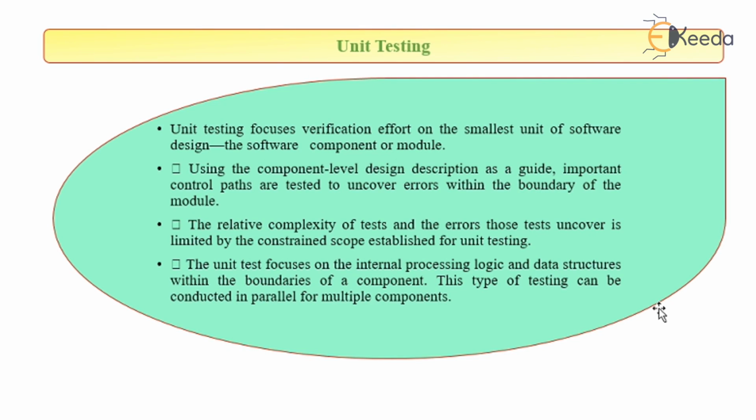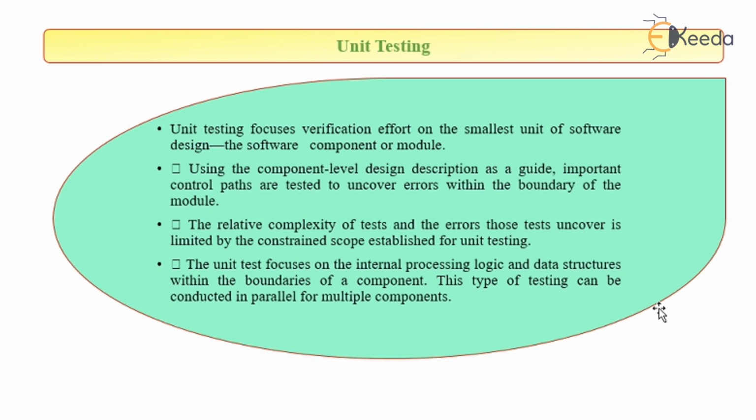Unit testing focuses verification effort on the smallest unit of software design, the software component or module. Using the component level design description as a guide, important control paths are tested to uncover errors within the boundary of the module. The relative complexity of tests and errors those tests uncover is limited by the constrained scope established for unit testing. The unit test focuses on internal processing logic and data structures within the boundaries of the component.